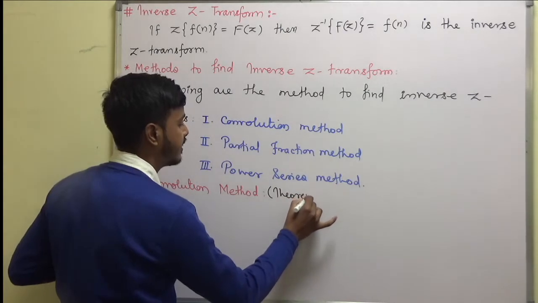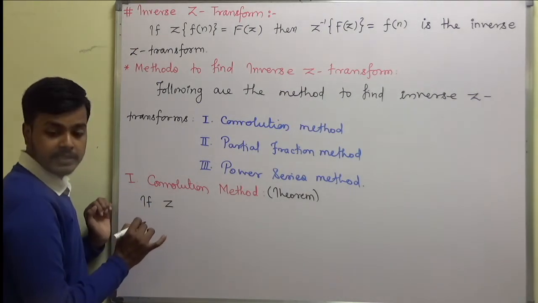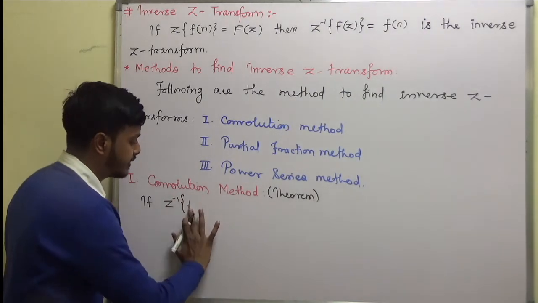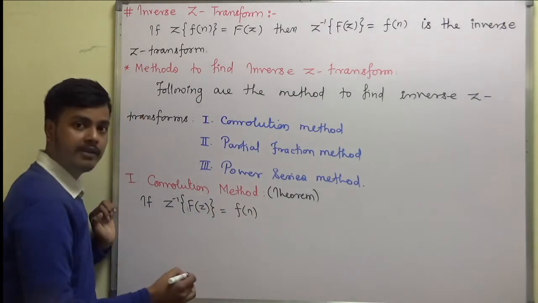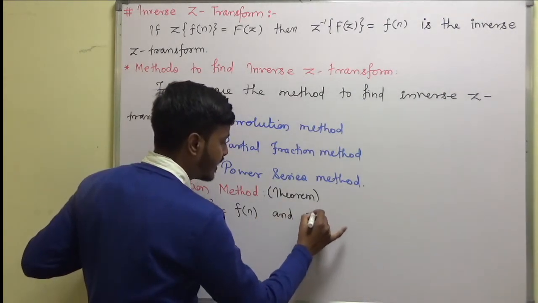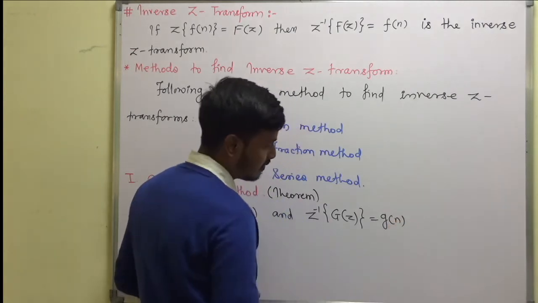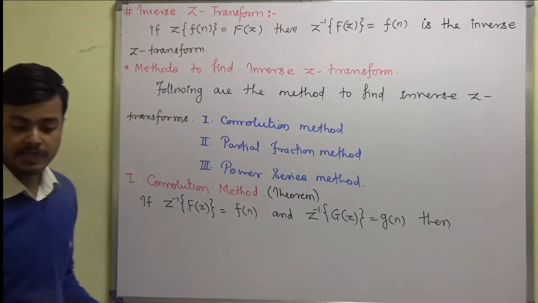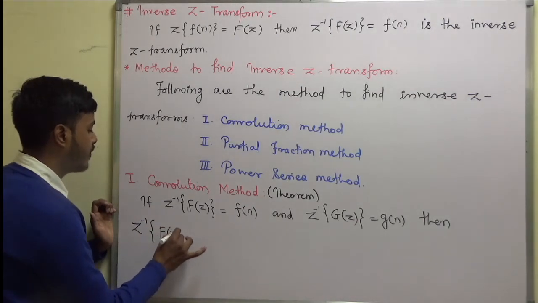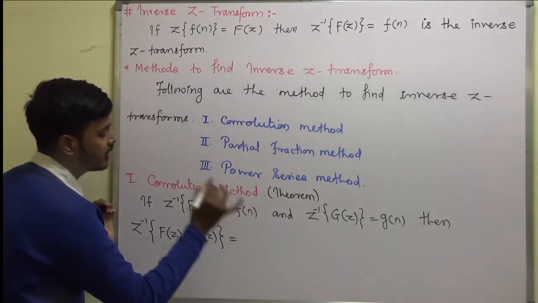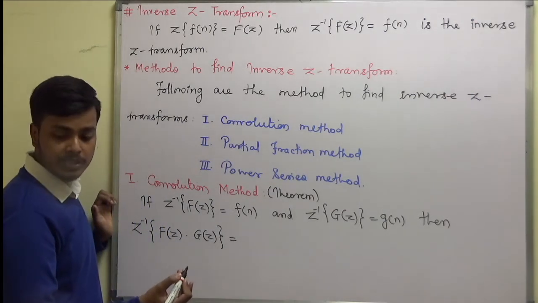I will write it as a theorem because we are going to make use of it. What this says is, if Z inverse of F of z is equal to f of n, and Z inverse of G of z is equal to g of n, then Z inverse of their product, Z inverse of F of z into G of z, is equal to f of n convolution g of n.